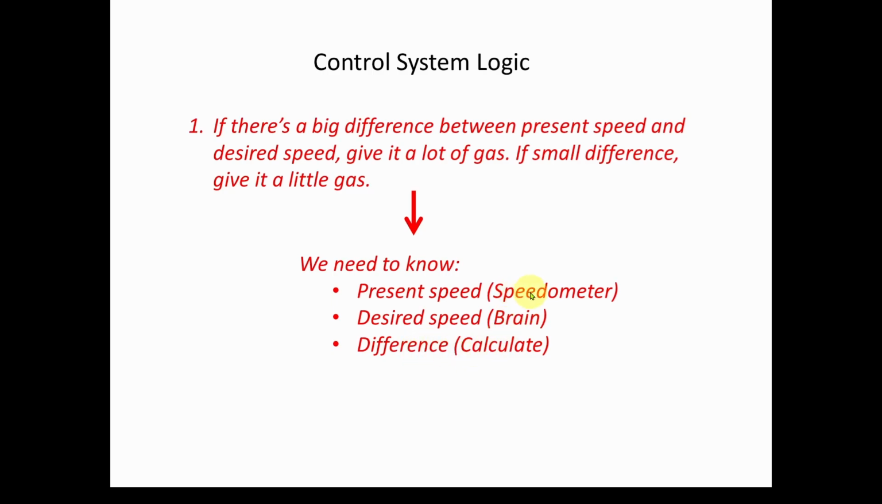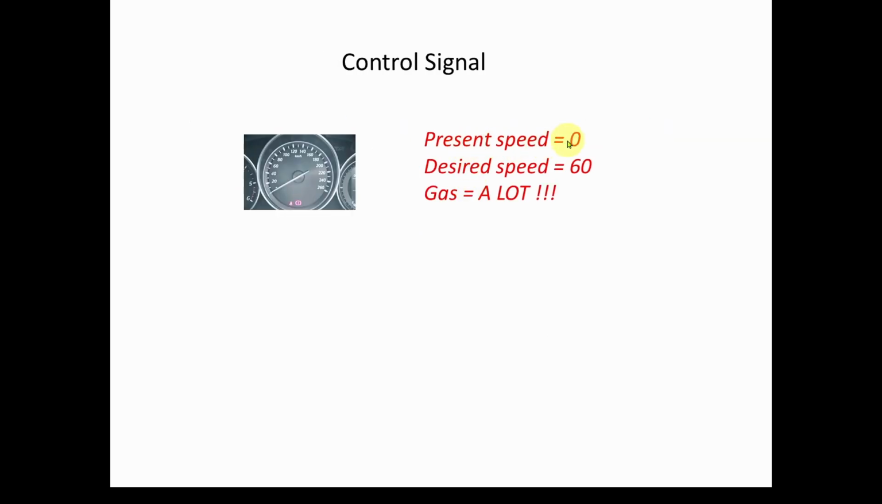So if the speedometer says 0 and my brain says 60, the difference is 60 minus 0. So I've got a big difference of 60 miles an hour. We take that difference and we apply it to our throttle to decrease the difference. So if present speed is 0, desired speed is 60, the gas is a lot.